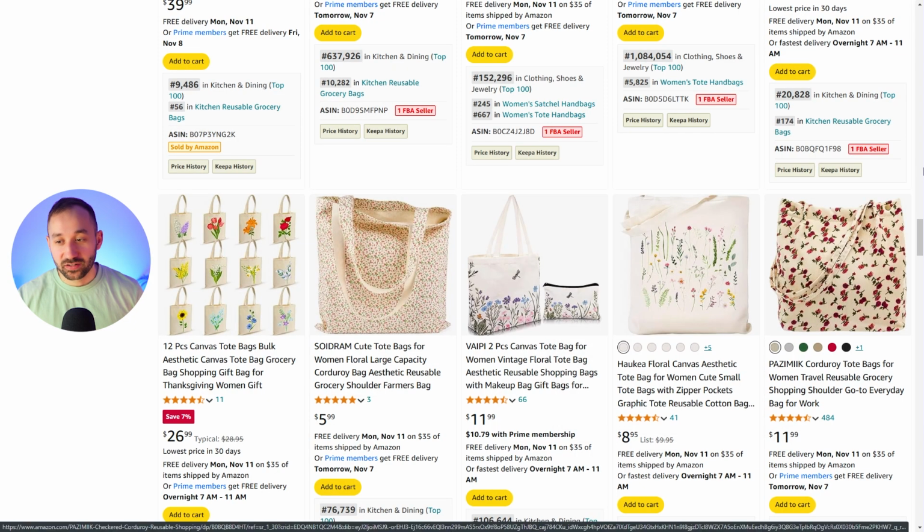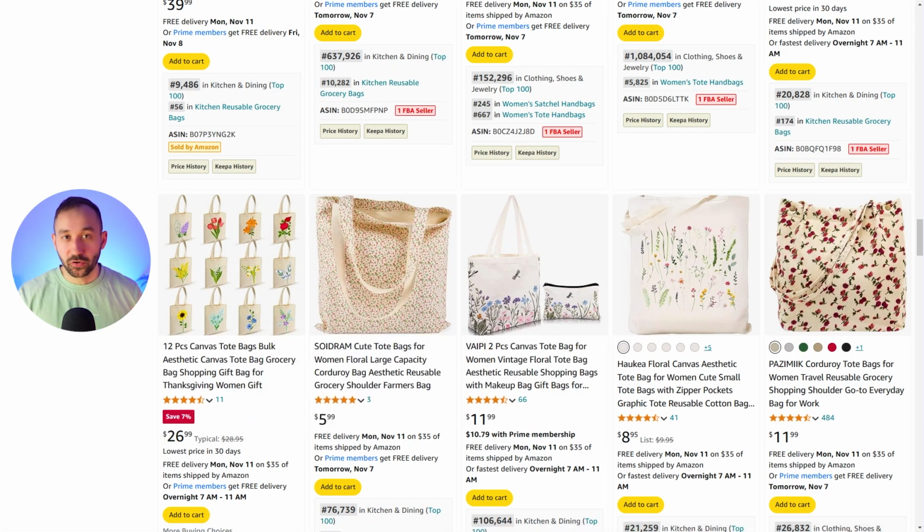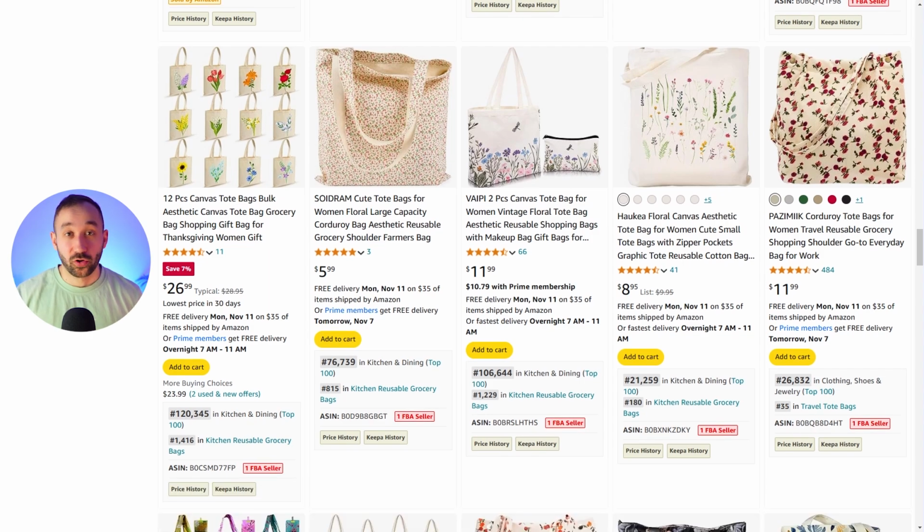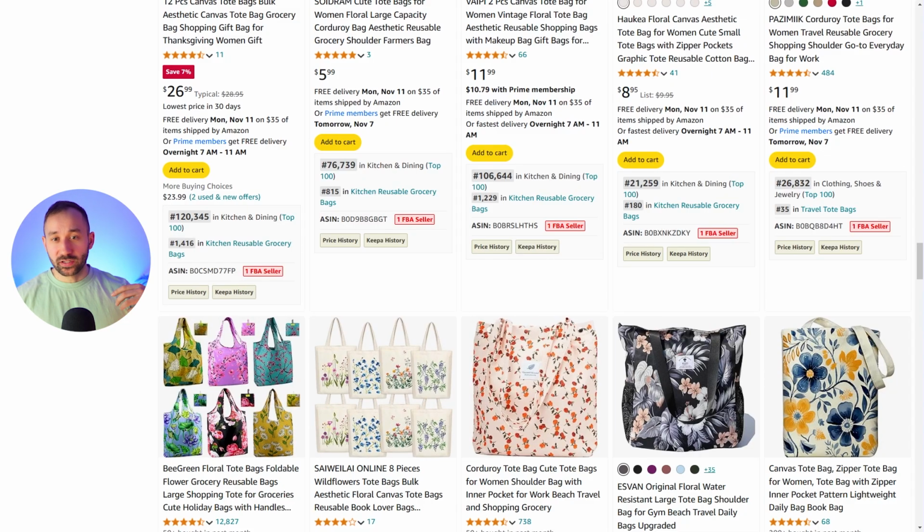Now, granted, that is assuming that your designs are going to look just as good, if not better, than the ones that you're seeing right here, because if your design does look terrible, then you're going to have a hard time getting it to sell even with ads. Ads are not a magic fix. But nevertheless, I hope this strategy helps you out.